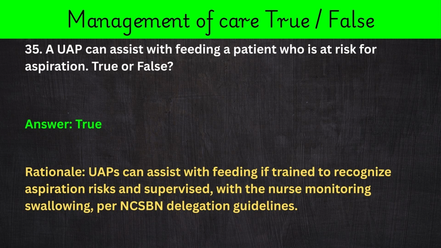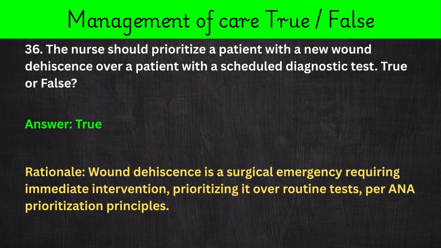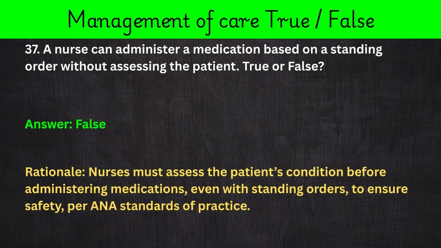36. The nurse should prioritize a patient with a new wound dehiscence over a patient with a scheduled diagnostic test. True or false? Answer: true. Rationale: wound dehiscence is a surgical emergency requiring immediate intervention, prioritizing it over routine tests per ANA prioritization principles. 37. A nurse can administer a medication based on a standing order without assessing the patient. True or false? Answer: false. Rationale: nurses must assess the patient's condition before administering medications, even with standing orders, to ensure safety per ANA standards of practice.